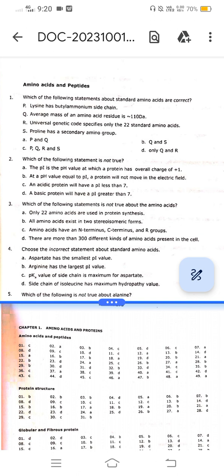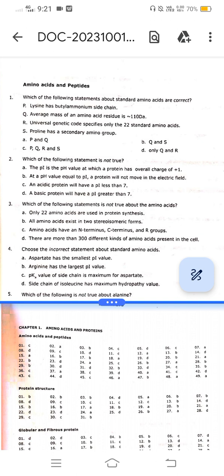And the correct answer is C. C in the sense P, Q, R is correct. Lysine has butyl ammonium side chain. Average mass of an amino acid residue is about 110 Dalton. Universal genetic code specifies only the 22 standard amino acids. Proline has a secondary amino group.